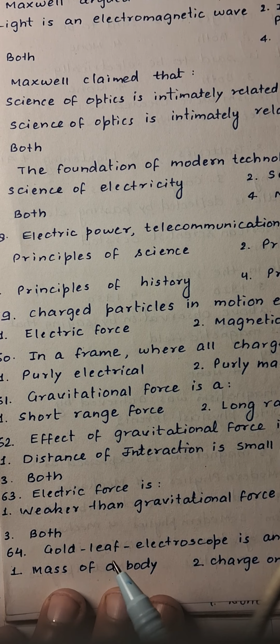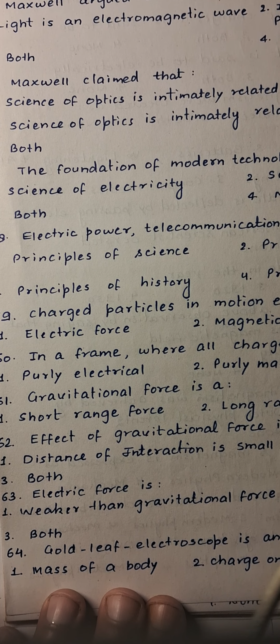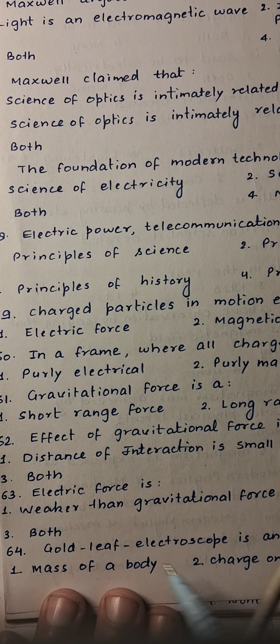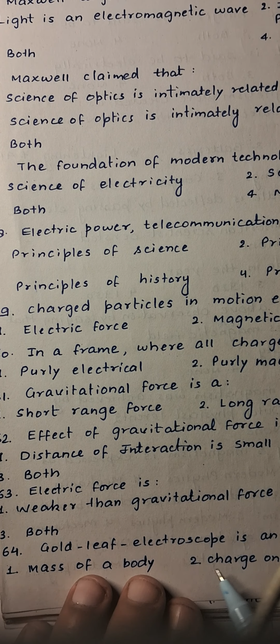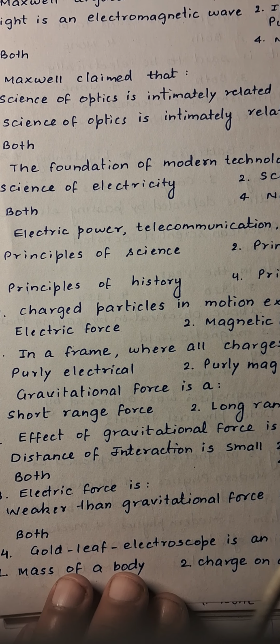Next is gold leaf electroscope is an apparatus to detect. So it is an apparatus to detect charge on a body. So second option will be correct over here.